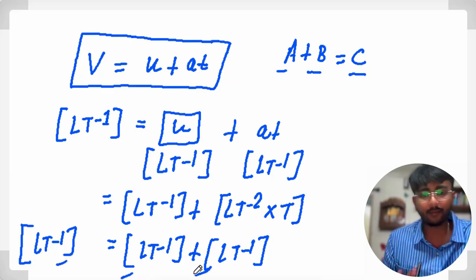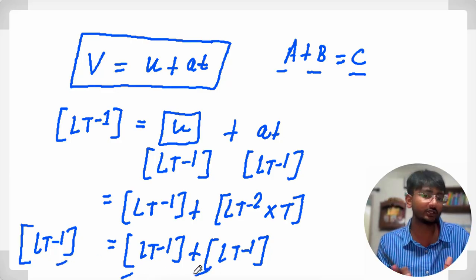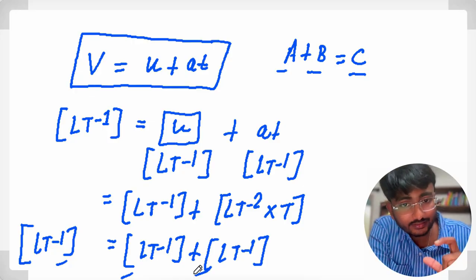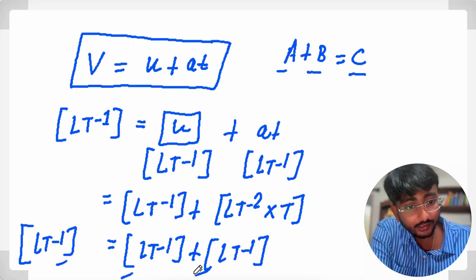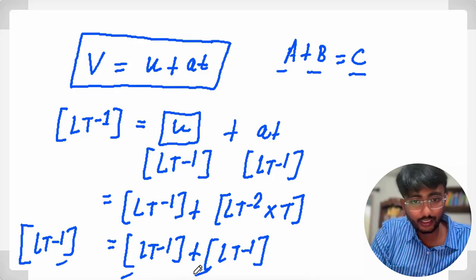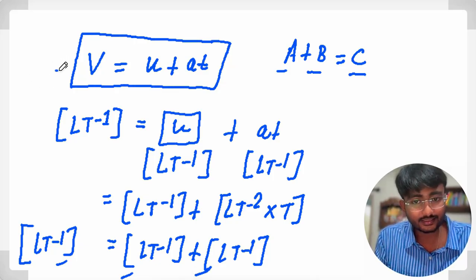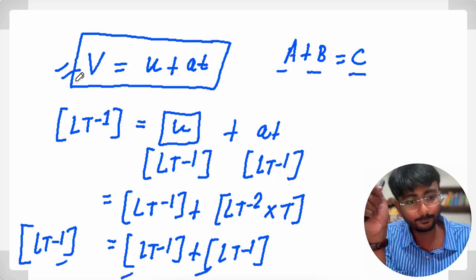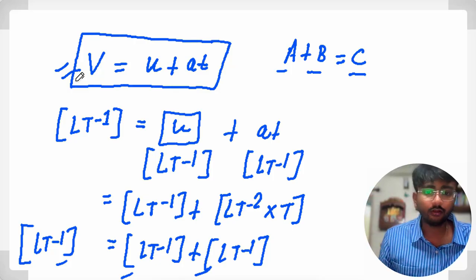So here you can see that the dimension of the left hand side and the dimension of the right hand side are equal. So that's why this equation can be considered correct. And you know that this is a correct equation. You have studied about this in class 9th, right?